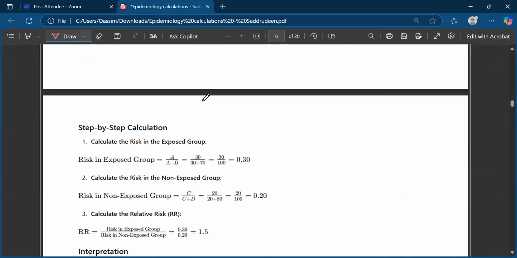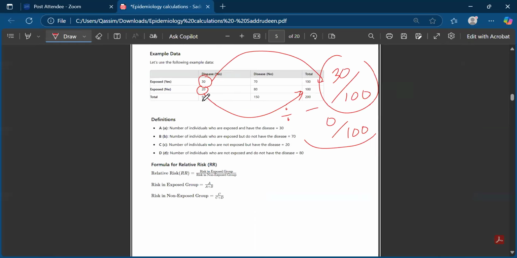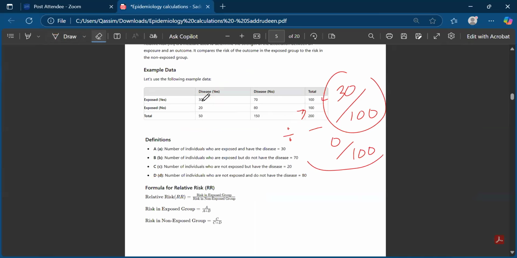So you can see they got 30 over 100, which is 0.3. I don't want to confuse you by telling you A over A plus B over C, divide by C over C plus D. No. I just want you to draw the table. If you draw the table, everything is going to work out so smoothly. Okay. Let me erase a bit and repeat that statement.